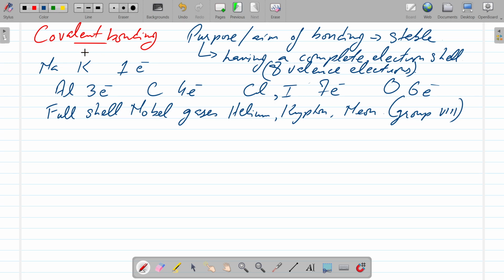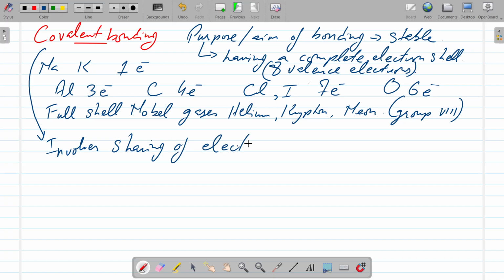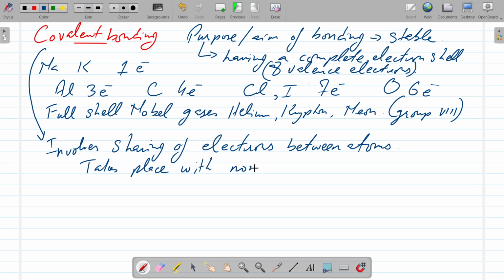Now covalent bonding. Ionic bonding involved the transfer of electrons. Covalent bonding involves the sharing of electrons between the atoms that are reacting, and it occurs between non-metals, so it takes place with non-metals. So you will not find a covalent molecule with metals in it.